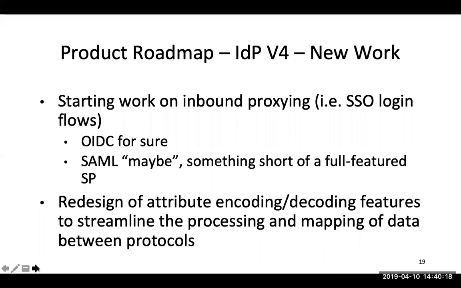To support that use case, we're in the process right now of redesigning a lot of the attribute mapping features in the system, because we want to try to streamline the ability to process and map data between those protocols. So we want to be able to take data coming in from OIDC and output it in SAML and vice versa. And so we need to do that in a different way than we've historically done that sort of thing in SAML. So that's requiring a bit of redesign work, and that's one of the major things that we're doing in V4 in terms of new design work.